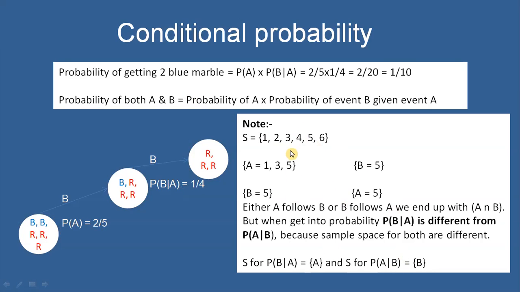Please make a note: for example, if my sample space has 1, 2, 3, 4, 5 and 6, in event A I am picking all the odd numbers, and in event B I am picking all the odd numbers greater than 4. What happens if event B happens first? Event B is picking the odd numbers greater than 4, so B equals 5. Event A is all the odd numbers, and here the odd number is only 5. So I am taking 5.